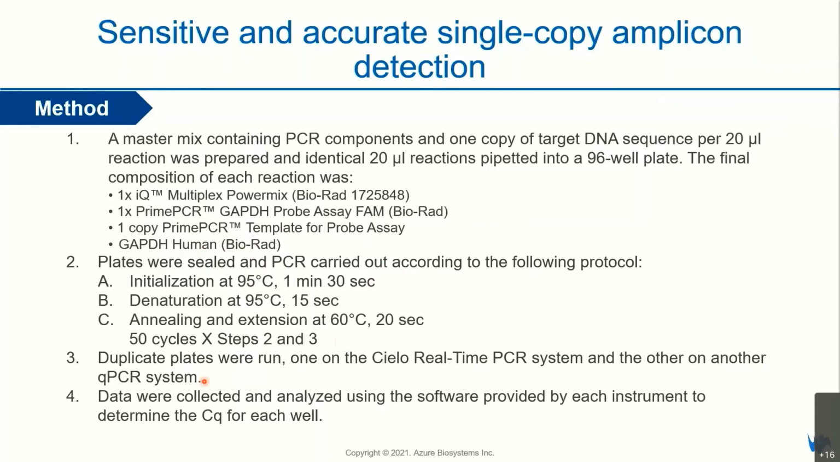Then the duplicate plates will run together. We have one running on Cielo, and then we have another one running on another qPCR system, which I cannot disclose here. Then the data were collected and analyzed using the software provided by each instrument. Of course, we set the algorithm the same, so we do not have any bias or differences in the analysis algorithm used to determine the Cq values of each of the wells.